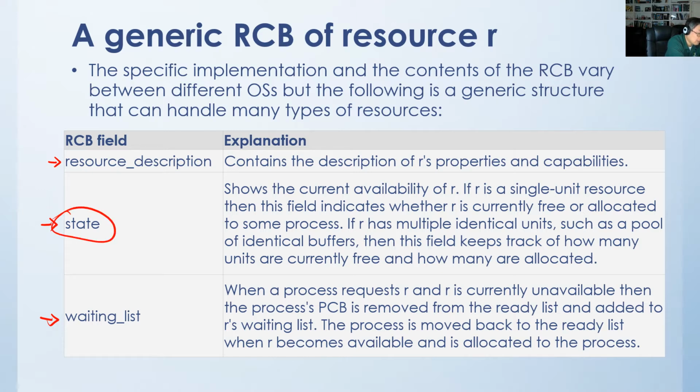The state basically shows the current availability of R. So there are 2 scenarios: the resource has 1 instance versus the resource has multiple instances. The waiting list only contains the processes that are currently waiting to acquire the resource, but the resource is not available. Okay.